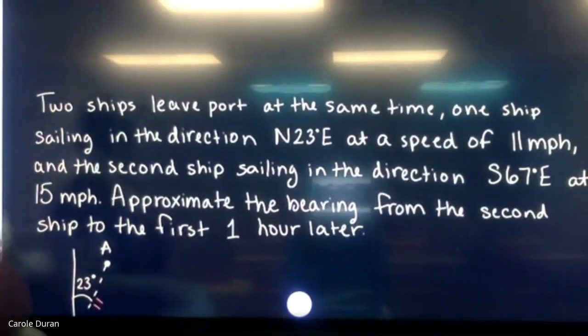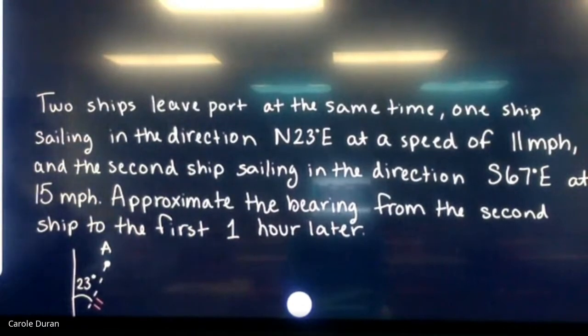Okay, so here's the last example from the notes yesterday. This one has two ships leaving a port at the same time. One ship is sailing in the direction north, 23 degrees east, at a speed of 11 miles per hour. The second ship is sailing in the direction south, 67 degrees east, at 15 miles per hour. It wants us to approximate the bearing from the second ship to the first 1 hour later.